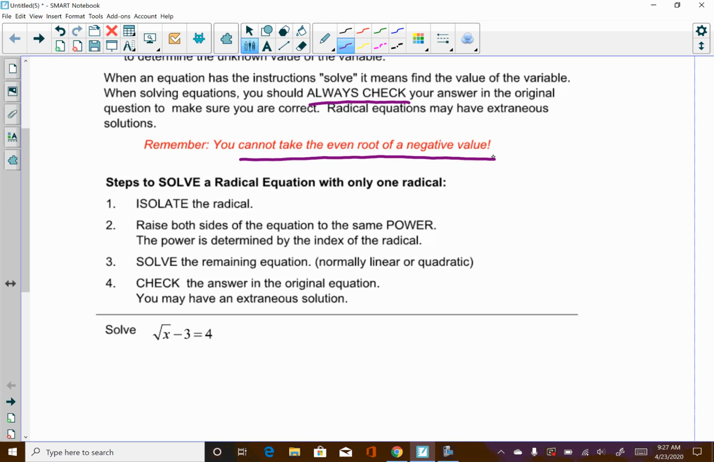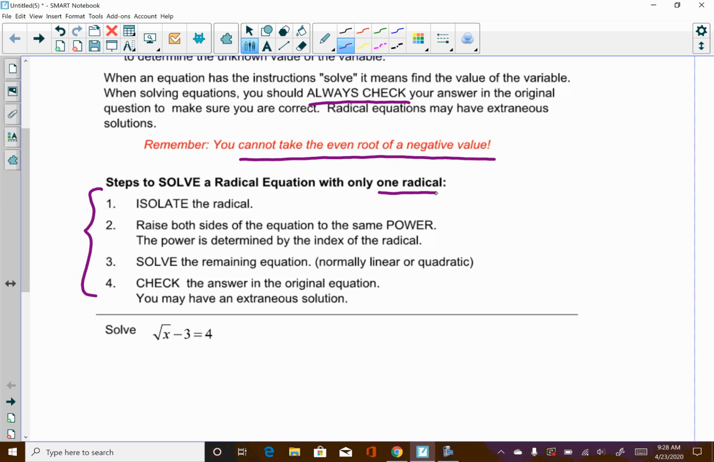All right. So I've got up here at the top your 4 steps to solve a radical equation that just has one radical. We'll bump it up to 2 radicals as we move through the set of notes. But the first thing you want to do is isolate the radical. Don't get caught up on the word radical there. Basically, you're isolating the square root or isolating the cube root or whatever the root may be. So isolate the square root there.